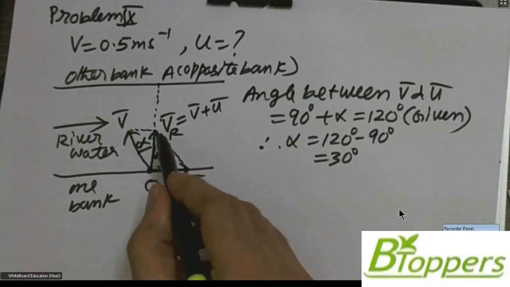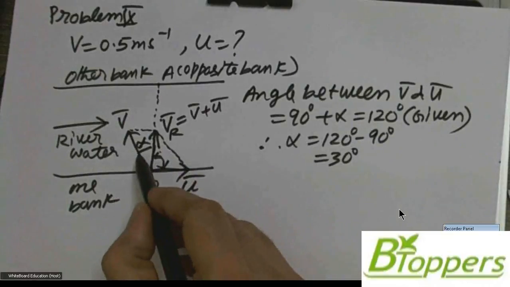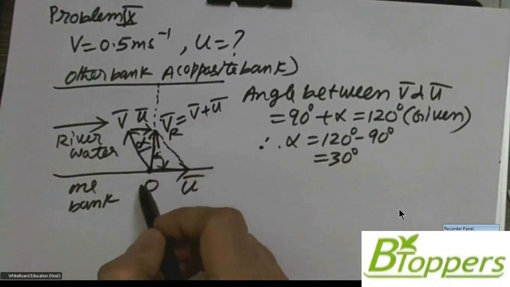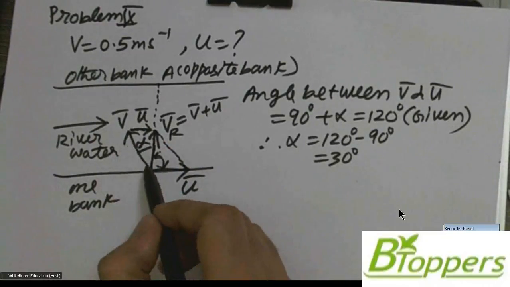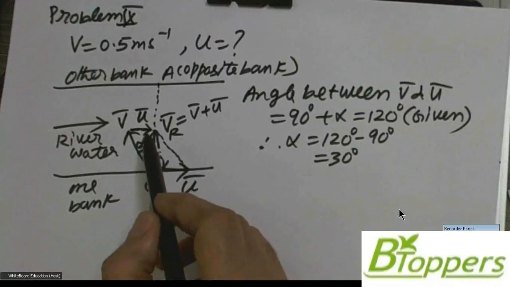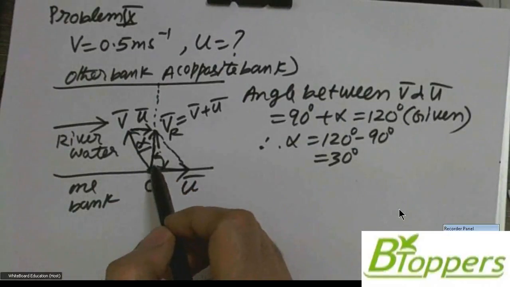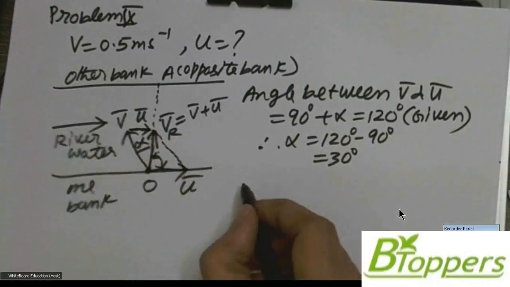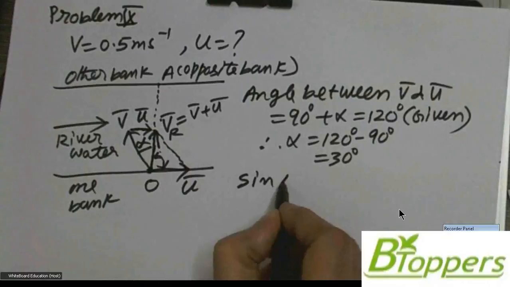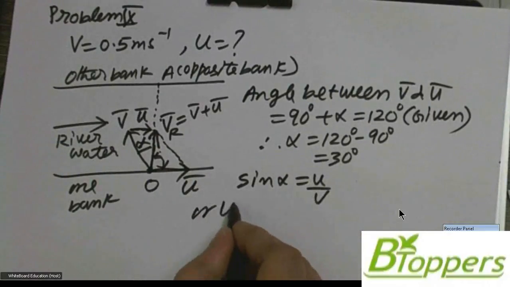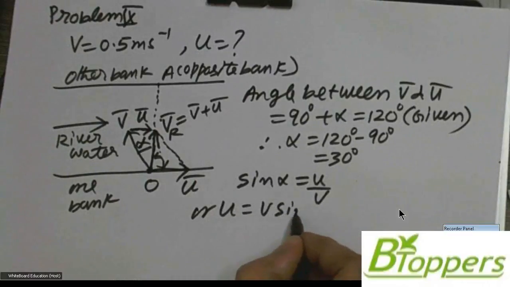You can have a right angle triangle here. The length of the side opposite to the angle alpha gives you U bar. The length of the hypotenuse gives you V, the length of the side opposite to alpha gives you U, and the length of the side adjacent to the angle alpha gives you VR. So from the figure you can observe sin alpha equals U by V, or you get U equal to V sin alpha.